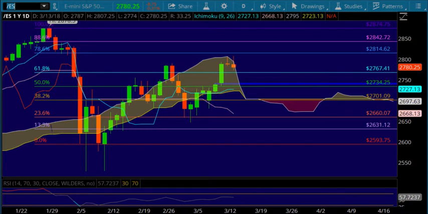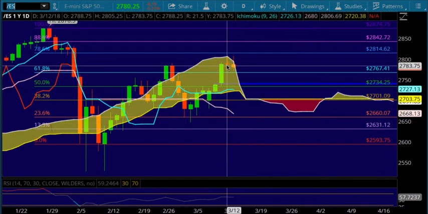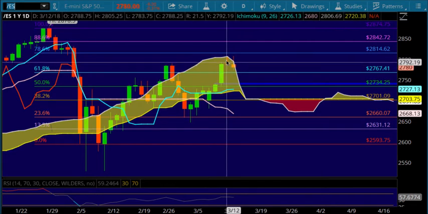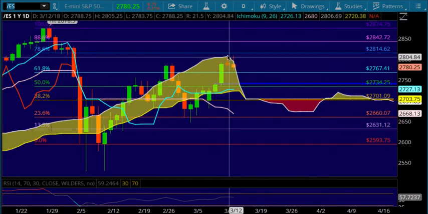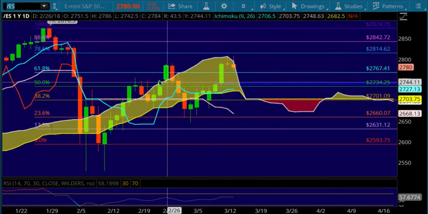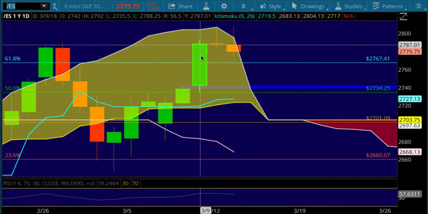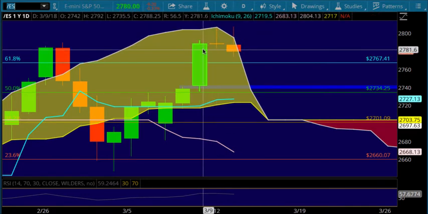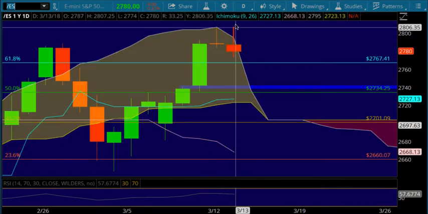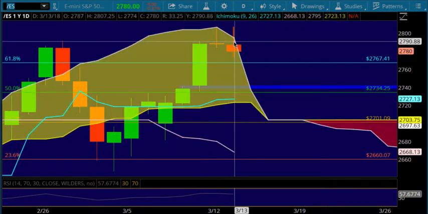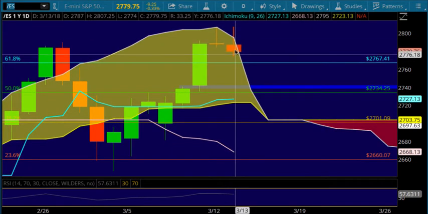So yesterday, this is yesterday's candle, we put in a gravestone doji that basically came and tested the top of the cloud. I can zoom in a little bit. It tested the top of the cloud here and failed. It came back down to the approximate level of the day before's candle, which was Friday. And today we tried to test above the cloud and failed, and we are now moving lower.